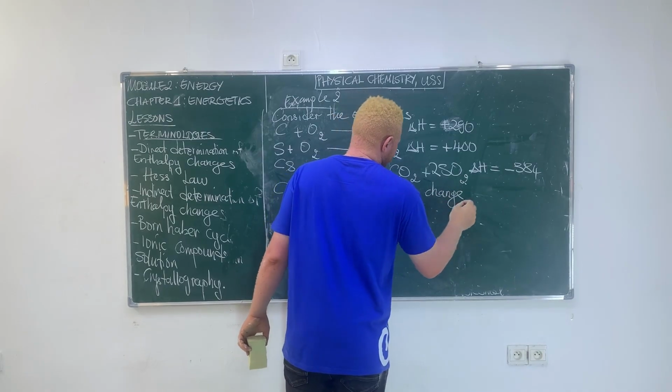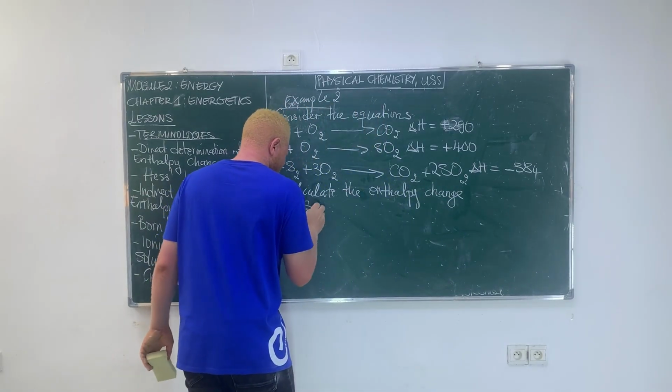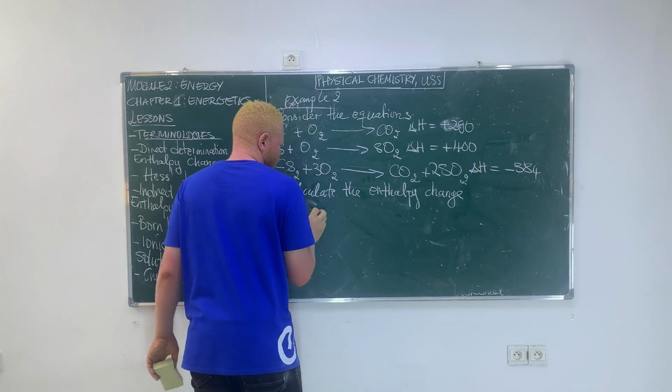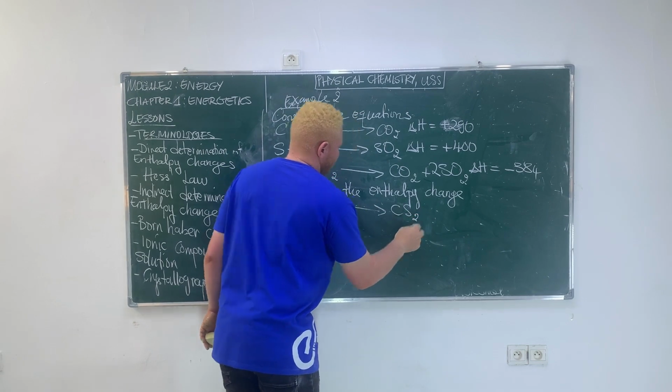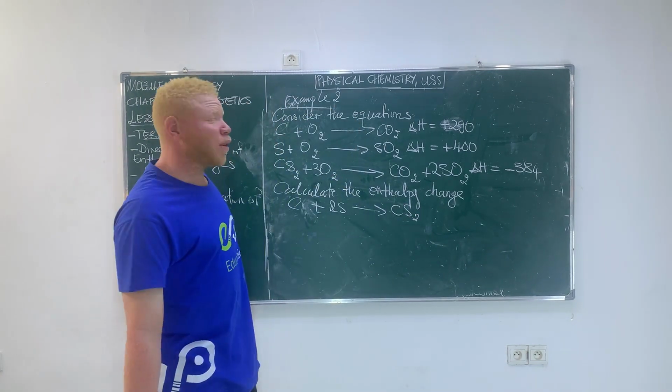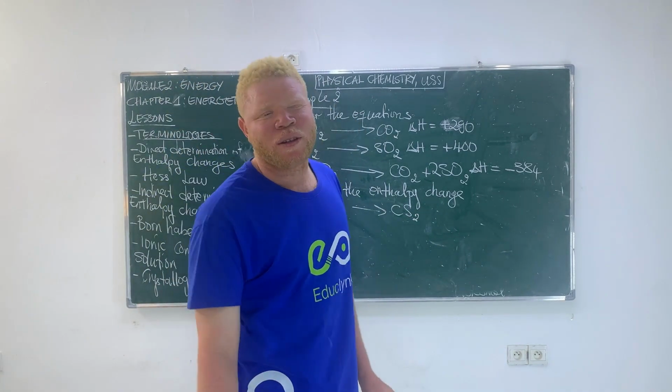Calculate the enthalpy change. C plus 2S giving CS2. That's the final equation. This is the GCE equation. But here's a June question.